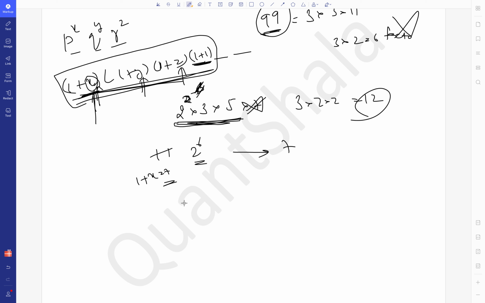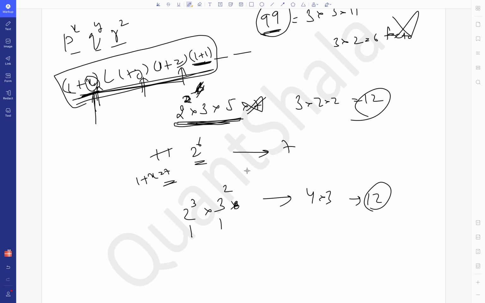Let's try to strike a balance now. So let's have something like, let's say, 2 cube. 2 cube is 8. Still you can multiply 3 here to get 24. Still you can multiply 5 here? No, you can't multiply 5 here. But can you multiply 3 square here? Yes, you can do that, because 8 multiplied by 9 is 72. How many factors does this have? 4 multiplied by 3, again 12.